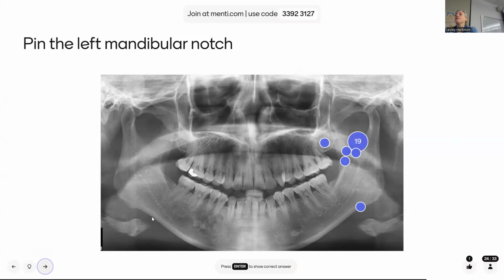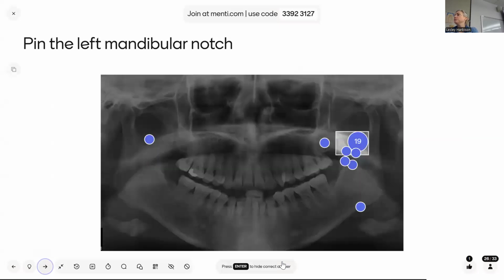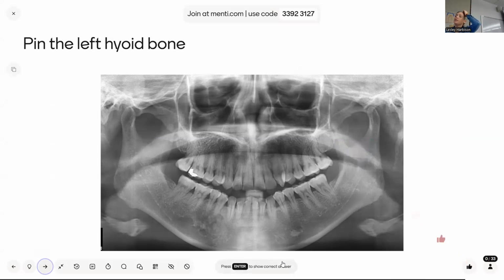Down here, if I ask you for the angle of the mandible, it's going to be this. This is the angle of the mandible. And then this down here is the inferior border of the mandible. Pin the left hyoid.